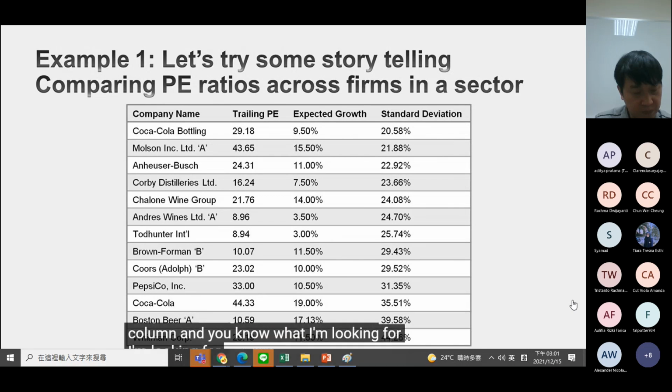And you know what I'm looking for? I'm looking for low PE ratios, right? Track the table. There are 3 companies in this sector that trade at PE ratios below 10. One is Andre Wine, the second is Todd Hunter, and the third is Hanson Natural. They all traded below 10. That makes them cheap, right?